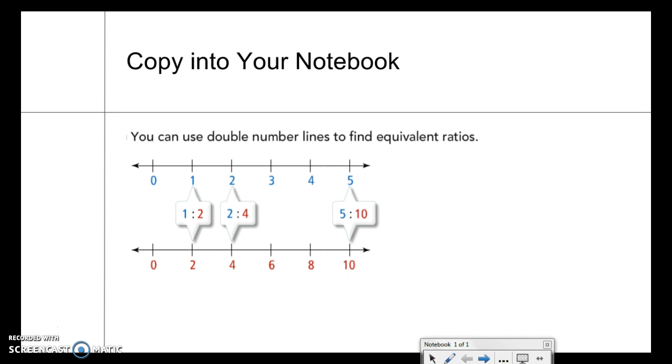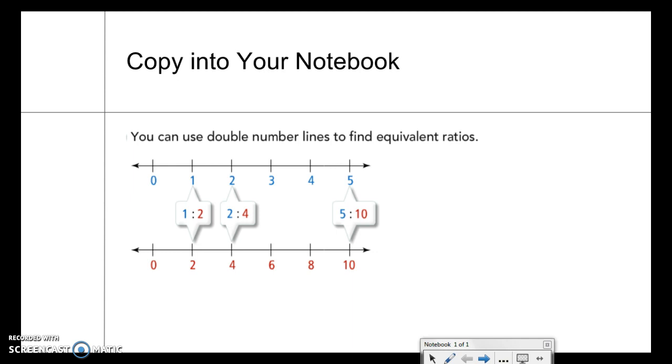Copy this part into your notebook. I want you to copy down the phrase and the two number lines. You can use double number lines to find equivalent ratios. The first number line they have listed is counting by ones, while the second one is counting by twos. So for this ratio, it is a 1 to 2 situation. For every 1 on one line, you have 2 on the other line. That's why the 1 and the 2 are lined up perfectly. Same with 2 and 4. For every 2, you have 4. That goes from 1 to 2. And that's going to keep progressing as you go up the number lines.